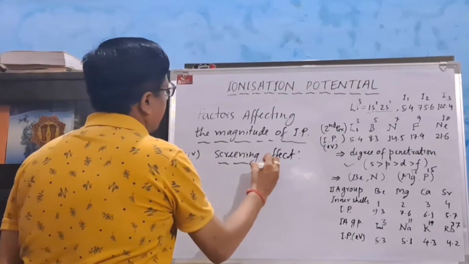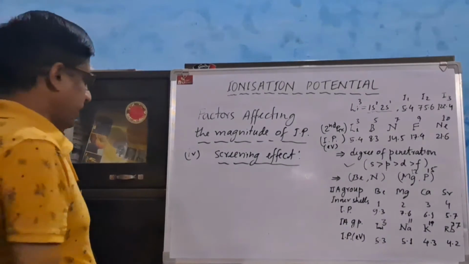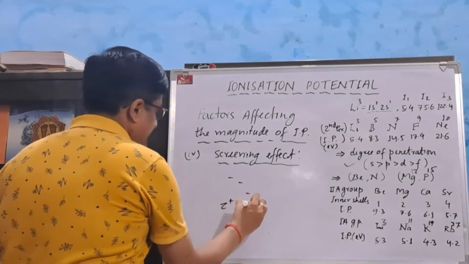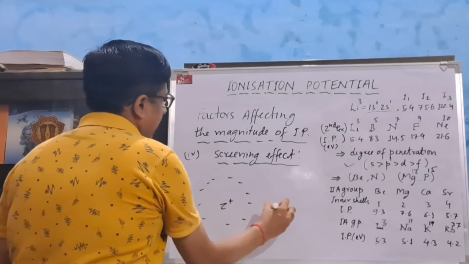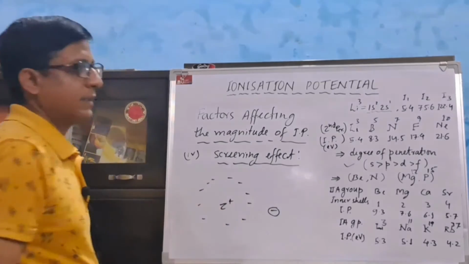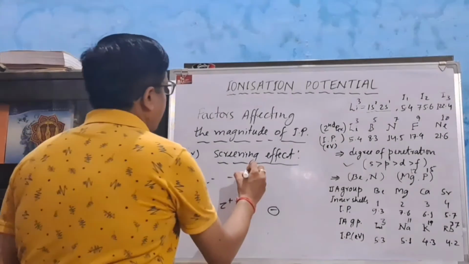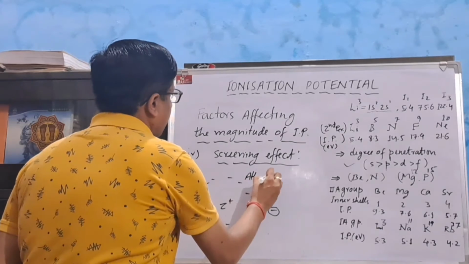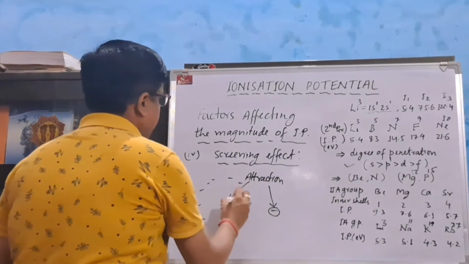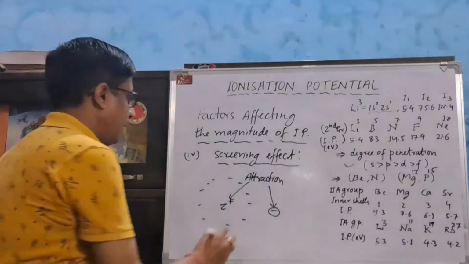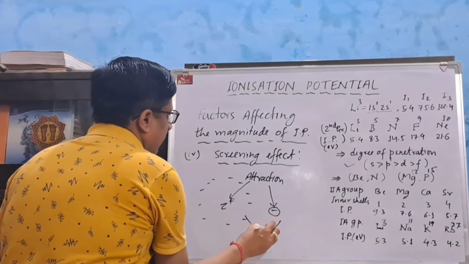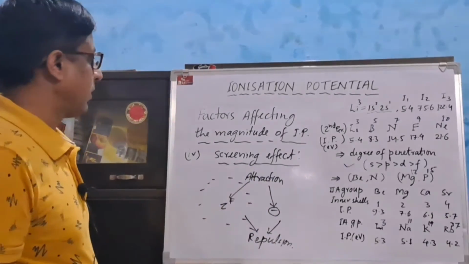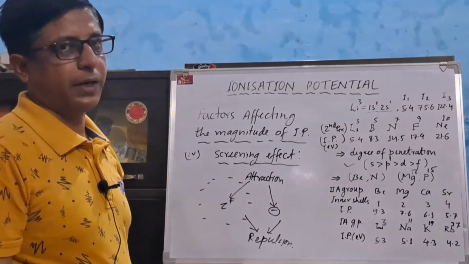Screening effect of inner shell electrons. For example, if we take the nucleus having Z positive charge, and these are the inner shell electrons, and here is the valency shell electron. Then there will be an attractive force between the nucleus and the valency shell electron. Similarly, there will be a repulsive force between the inner shell electrons and the valency electron.